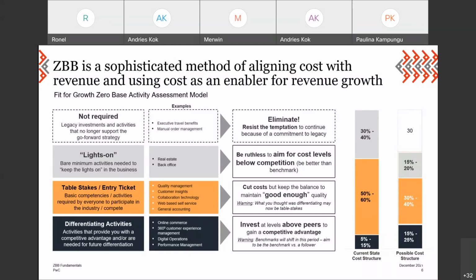Number 4 being your differentiating activities, which, for example, a bank would be its app or its targeted marketing campaigns. So the idea of ZBB would be to remove the inefficiency from the first buckets and then invest it towards 3 and 4, and continue doing this process over and over again on an annual basis in order to drive your competitive advantage and make sure that your costs are actually serving you and are directed towards revenue growth and profitability, and not just siloed and sitting in the background.